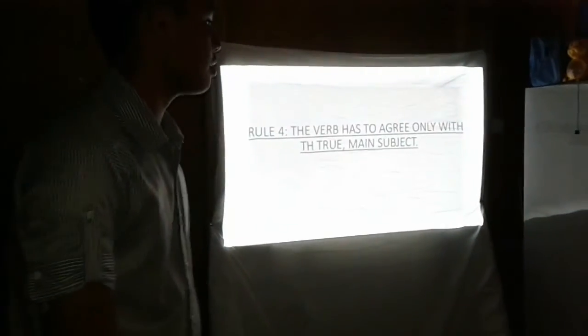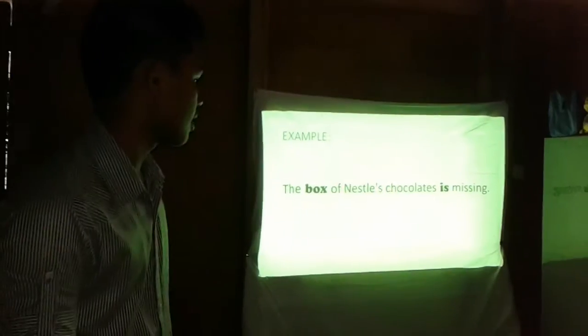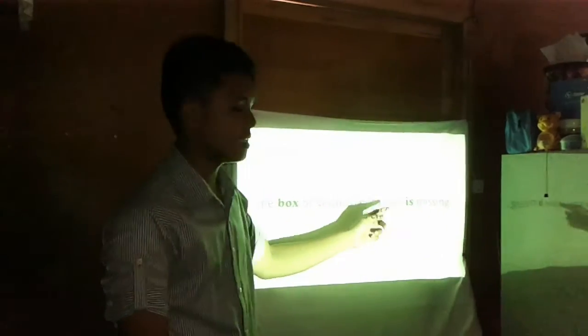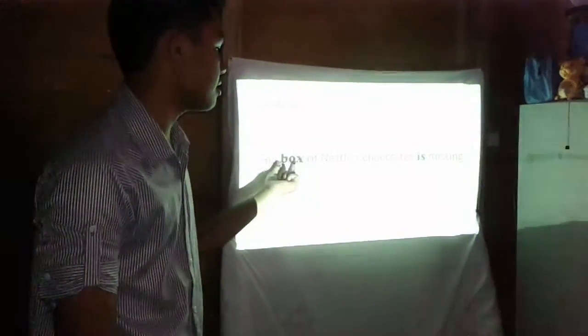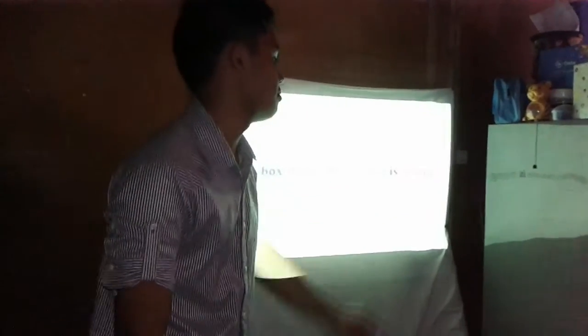Next rule. Rule number four, the verb has to agree only with the true main subject. For example, the box of Nestle's chocolates is missing. The box here is the main subject and not the Nestle's chocolates. So the box is a singular subject and so is the verb, which is a singular verb.